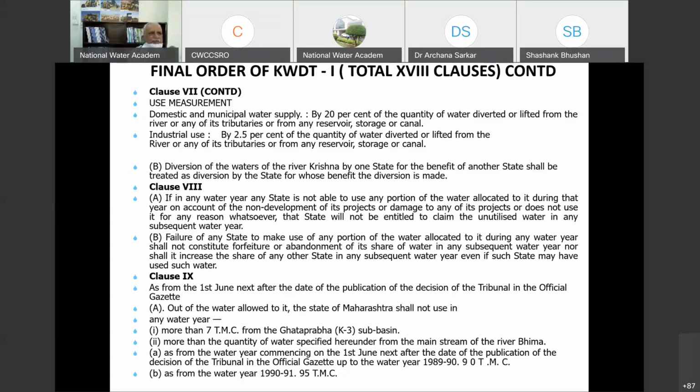Because when you find that the contribution of individual state, particularly Andhra Pradesh, is 16% or so, whereas the utilization by way of use is much larger, and their streams should contribute enough water to the Andhra Pradesh state, therefore they have applied certain restrictions. That in Ghataprabha, Maharashtra should use 7 TMC in K3 sub-basin. Then in Hima sub-basin, the main part of Hima, the utilization will not exceed 95 TMC.